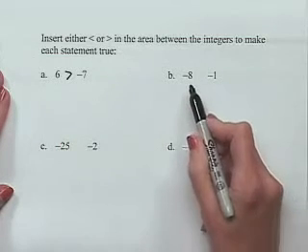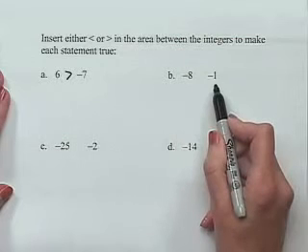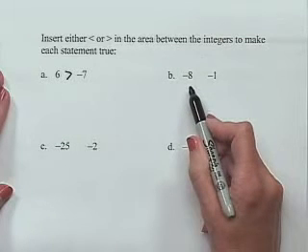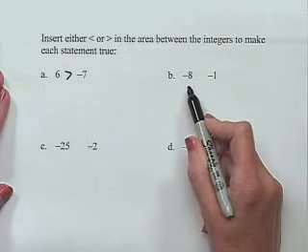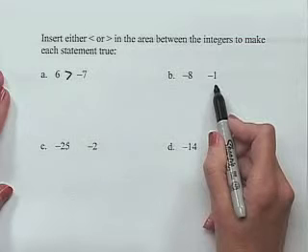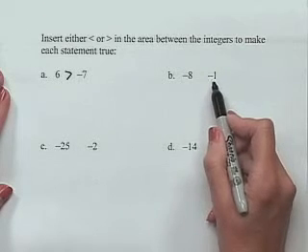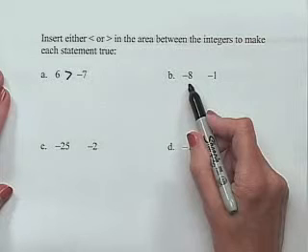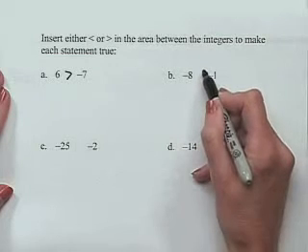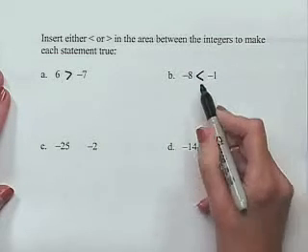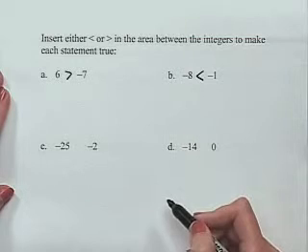Part B, we have -8 and -1. -8 would be 8 units to the left of 0. -1 would be only 1 unit to the left of 0. So the value of -1 will appear to the right of the value of -8. So -8 will end up being smaller than or less than -1.